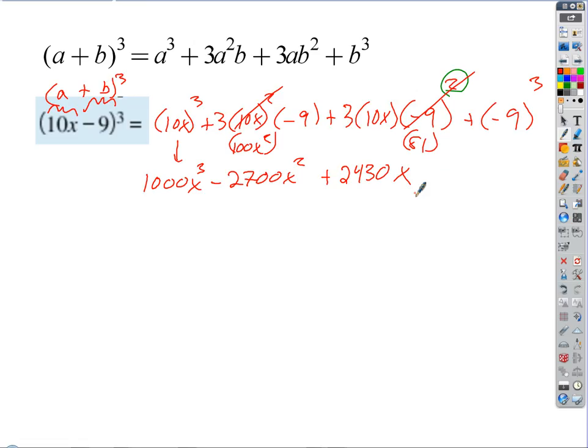And then what about negative 9 cubed? We know it's going to be negative, and then 9 cubed, remember what that one is? No, it's 729. I haven't made you memorize those yet, but you see why I wanted you to. You're going to be doing a lot of this, right? So we will do a little memorization about it. 9 cubed is 729.